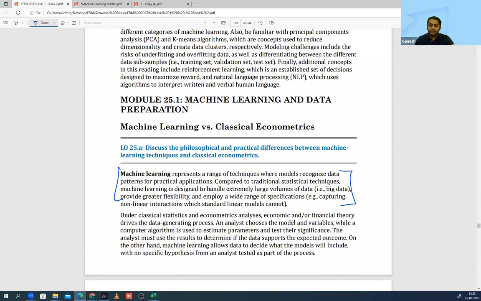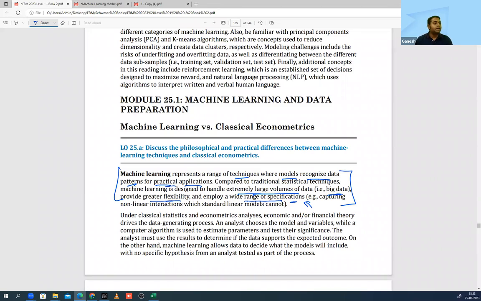Now, what is happening in that paragraph? Machine learning represents techniques where models recognize data patterns, like I said, from practical applications, real life incidents they will pick up. And if you have an extremely large amount of data, which is big data, this approach, which is machine learning, is going to give you a lot of flexibility and use a wide range of specifications. Now, over here, wide range of specification means what? I'll talk about both the things, flexibility and wide range of specification.